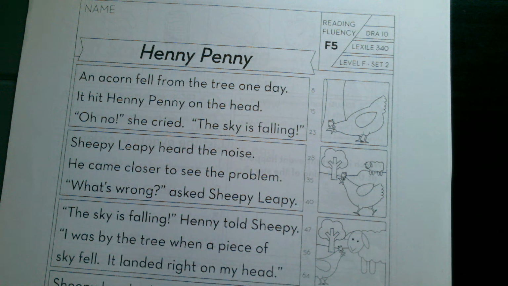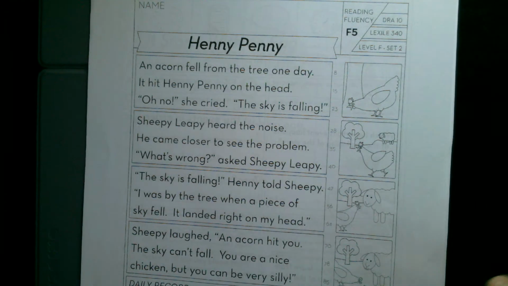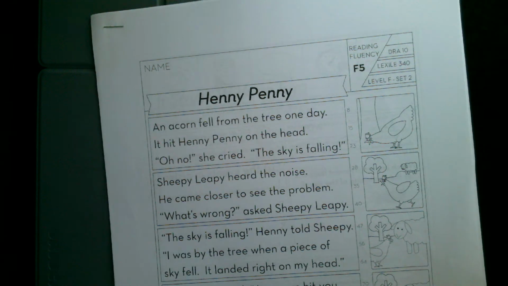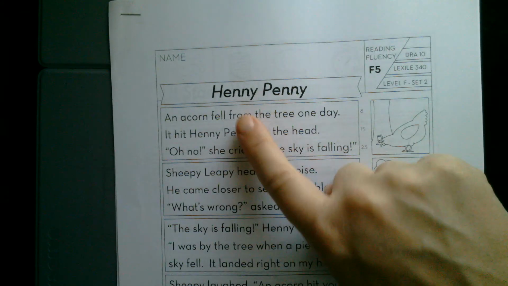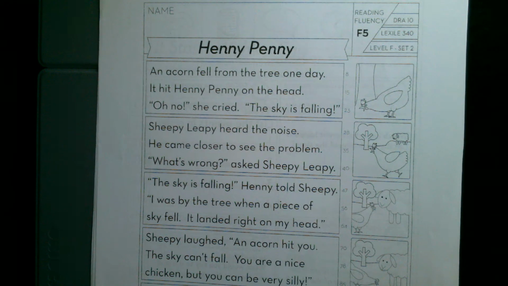All right, so this video is to teach you about our fluency papers. So you might have seen this in the folder. This is a fluency paper. There are four stapled together here. The first one is called Henny Penny. This is something you'll do with your child every day.